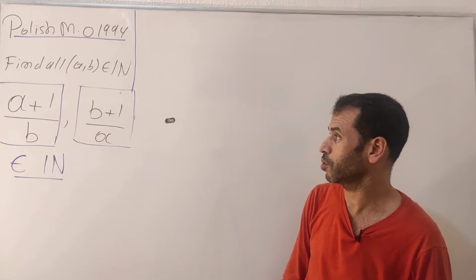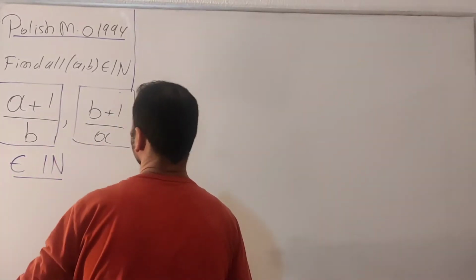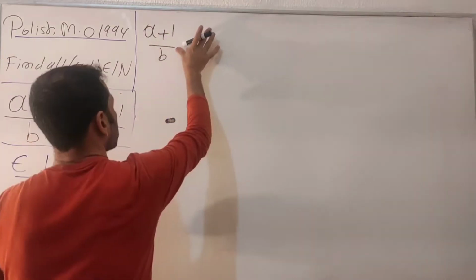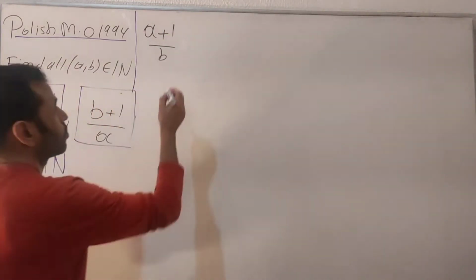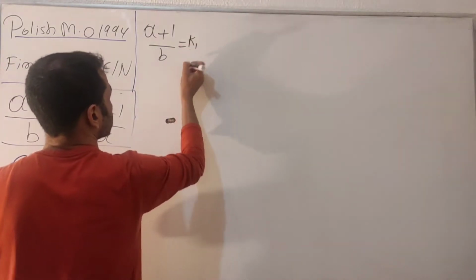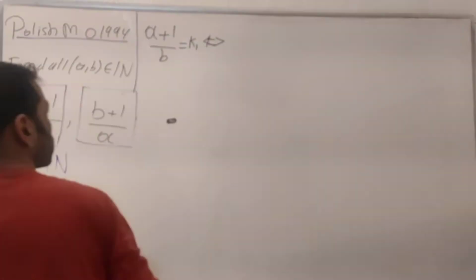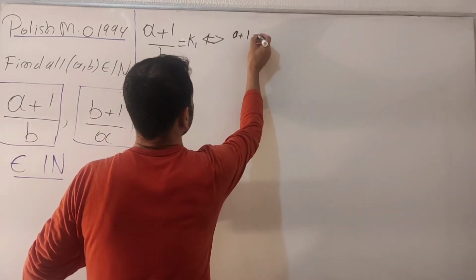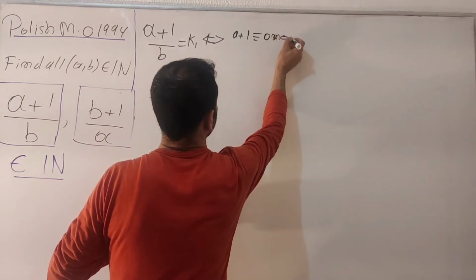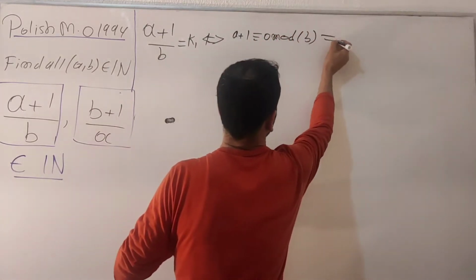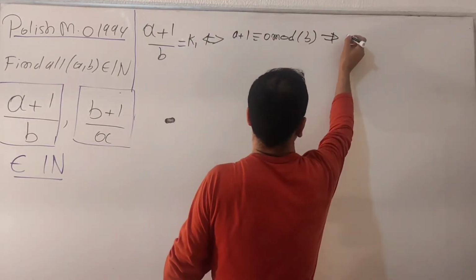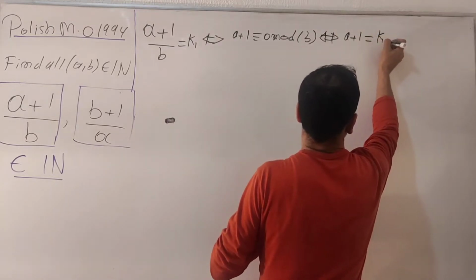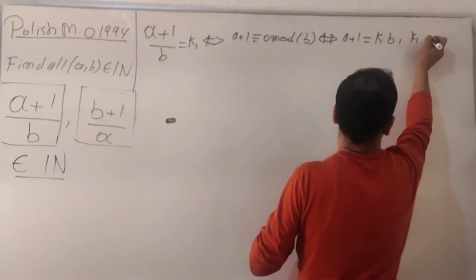So let's jump into this one. We get a plus 1 over b is a natural number. Let's set this equal to k1. According to the divisibility definition, this is equivalent to a plus 1 is congruent to 0 mod b. This is equivalent to a plus 1 equals k1 multiplied by b, where k1 is a natural number.